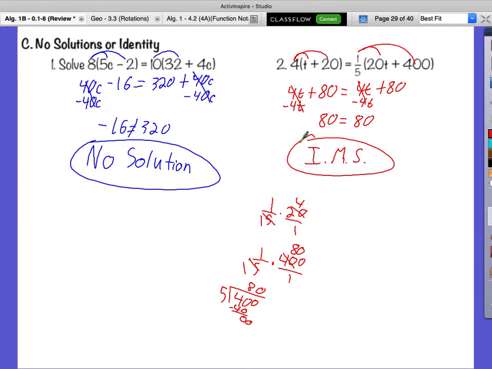Alright, can we just write no solution and solution? Nope, because this is not just one solution. We're saying infinitely many solutions. Our shortcut is IMS if you want. Otherwise, we can write out the words infinitely many solutions. Okay, so IMS is our shortcut.